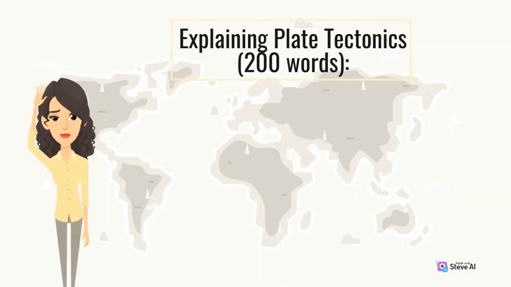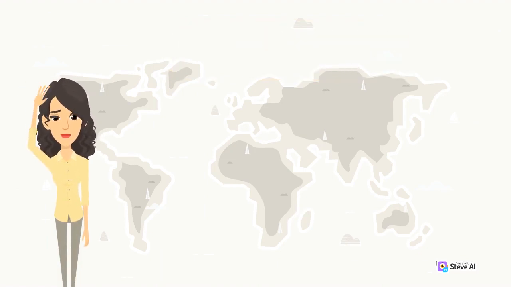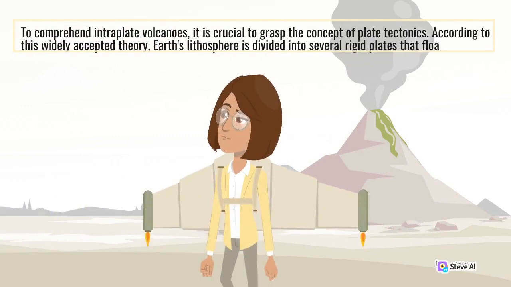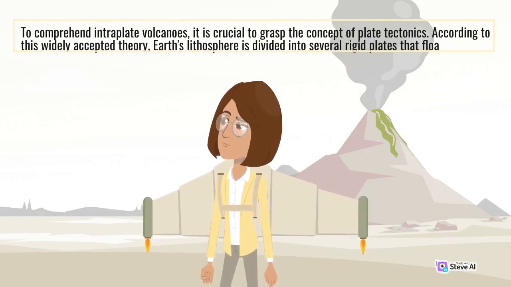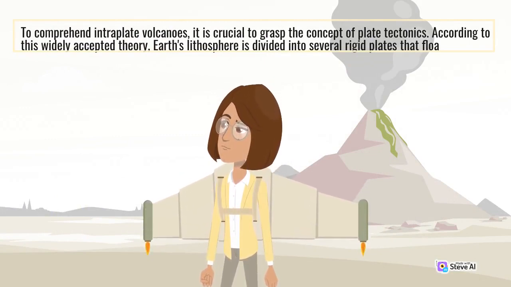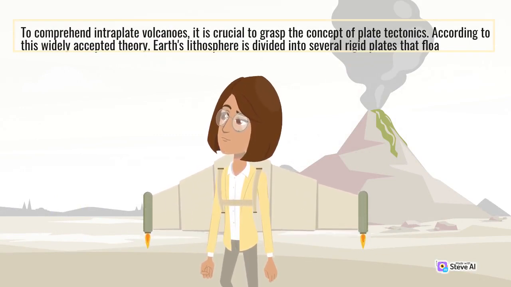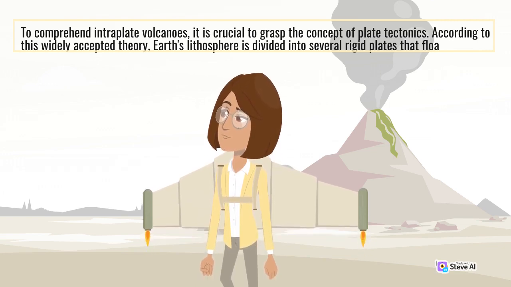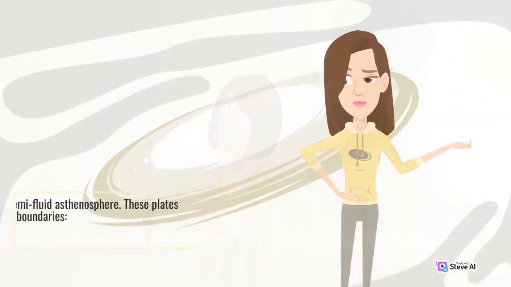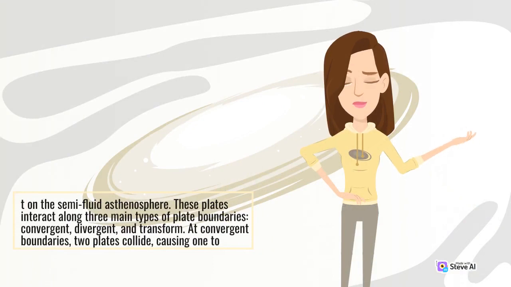Explaining plate tectonics, 200 words. To comprehend intraplate volcanoes, it is crucial to grasp the concept of plate tectonics. According to this widely accepted theory, Earth's lithosphere is divided into several rigid plates that flow on the semi-fluid asthenosphere. These plates interact along three main types of plate boundaries: convergent, divergent, and transform.